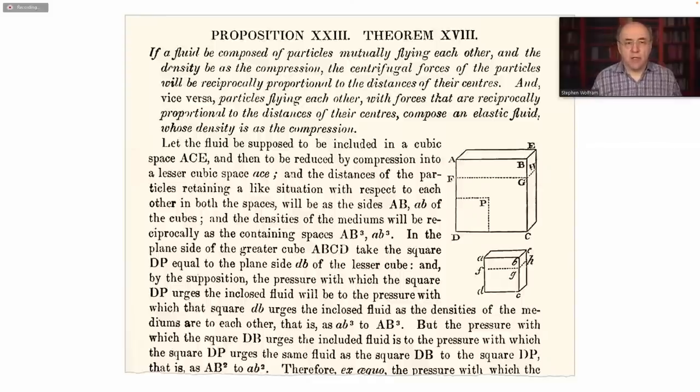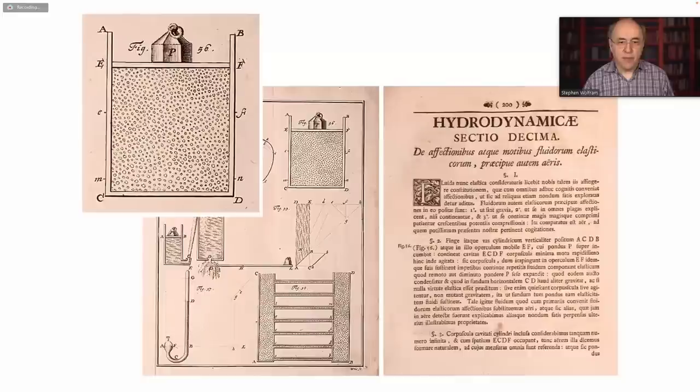1738, Daniel Bernoulli. Daniel Bernoulli was a member of the rather prolific Bernoulli family, and he had a very eclectic career spanning probability theory, elasticity theory, biostatistics, economics, and so on. But in 1738, he published a book on hydrodynamics. Mostly the book is concerned with things like Bernoulli's principle and how incompressible fluids work. But he has one section where he considers elastic fluids, fluids that you can compress and that behave elastically, like that spring of the air that Boyle was talking about.